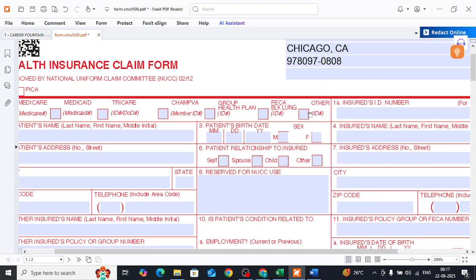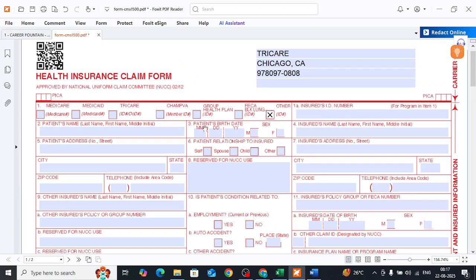At last there is a box for other. That means if you are sending the claim form for any other insurance, it will get checked. Remember, directly on the claim form, as AR or any department, we are not making any changes manually. We make changes in the application, and whenever we bill the claim, that information goes onto this claim form. So box number one has the insurance names.